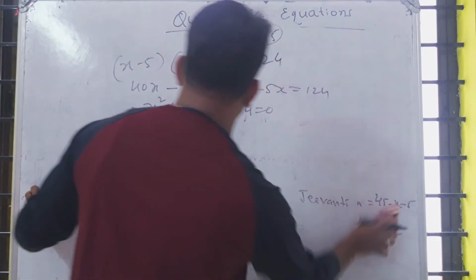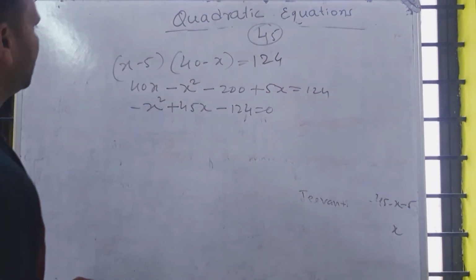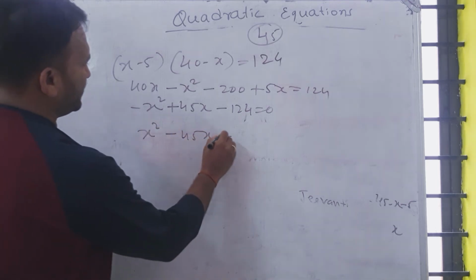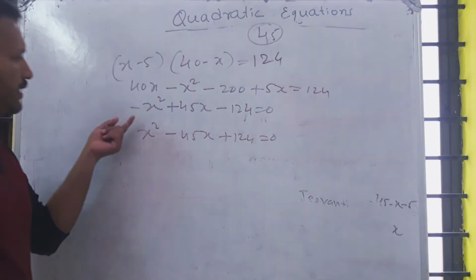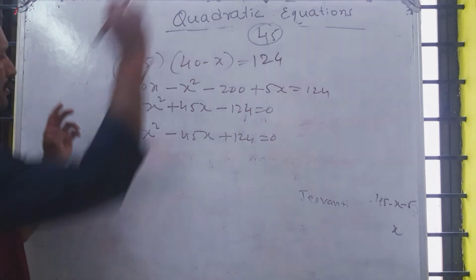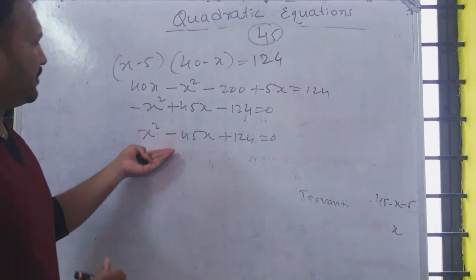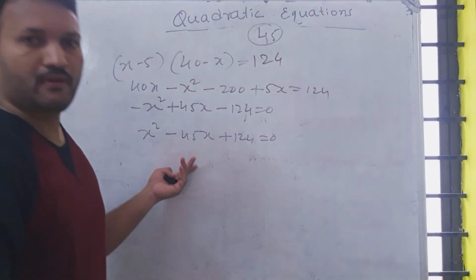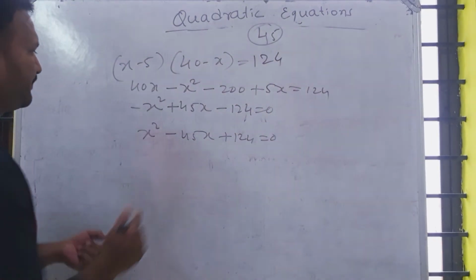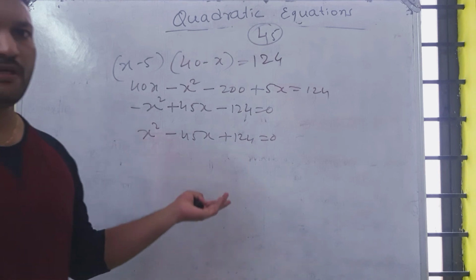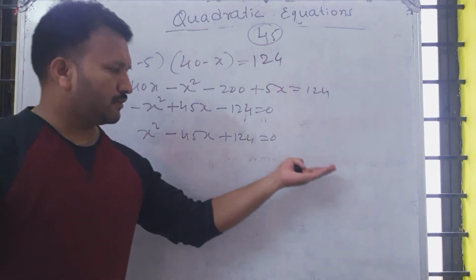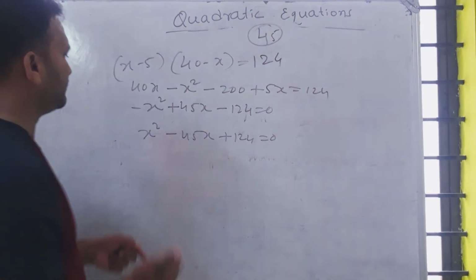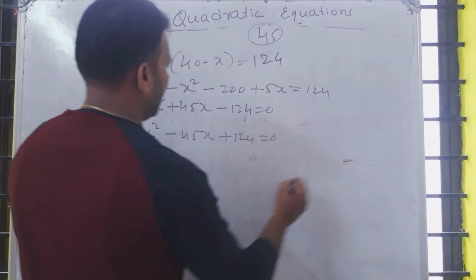Now remove the minus sign, that is X square minus 45X plus 124. Otherwise you can say take the minus as common. Now you got it in the form of a quadratic equation. You can factorize it, or use the completing square method or the formula method. I will use the factorization method here.